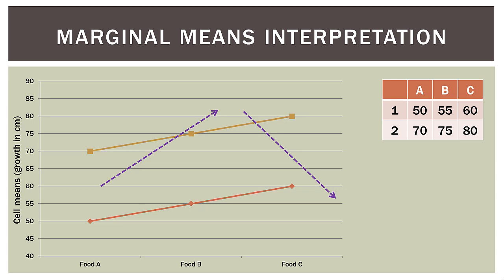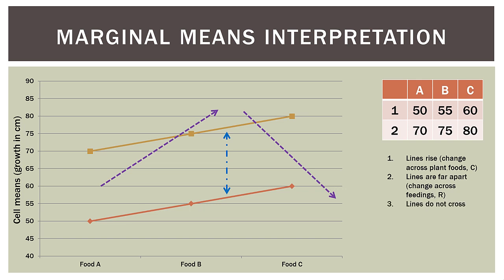So what can we conclude from that? Well, the lines rise. So there is a change in growth, again, across the plant foods. As we go from A to B to C, both the 1 feeding line and the 2 feeding line go up and to the right. What about the distance between the lines? So our feeding lines. Well, they're pretty far apart. So it does seem that 2 feedings per day generates a lot more growth. And do the lines cross? No. Again, because 2 feedings per day is consistently higher than the 1 feeding per day line as we go across. So what do we conclude here?